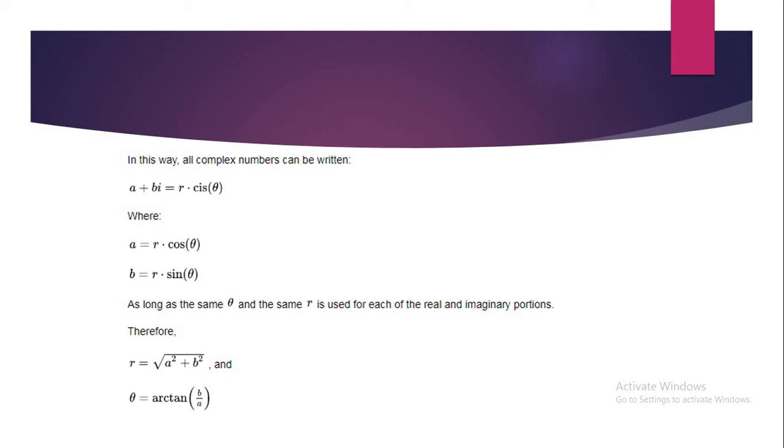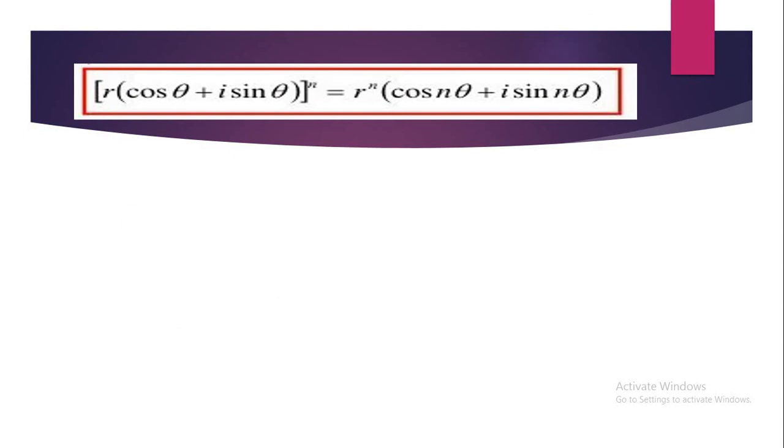Okay, moving along, and theta is equal to arctan of b divided by a. So that is the imaginary number divided by the real number. Okay, so we move. So we have this here, of which our r times cos theta plus i times sine theta. So here you see cos theta plus i sine theta. That is the CIS rule.